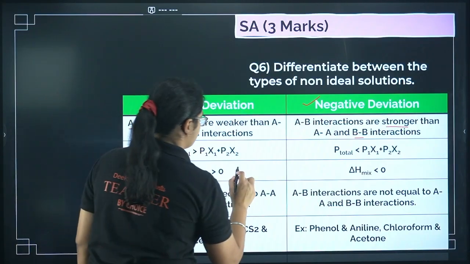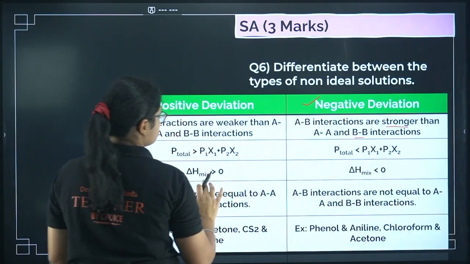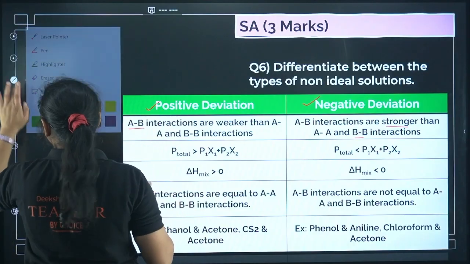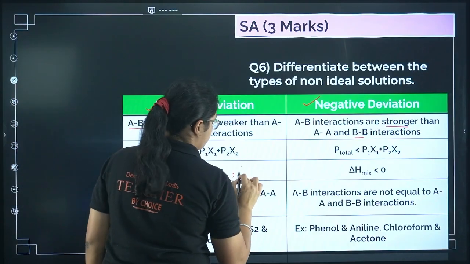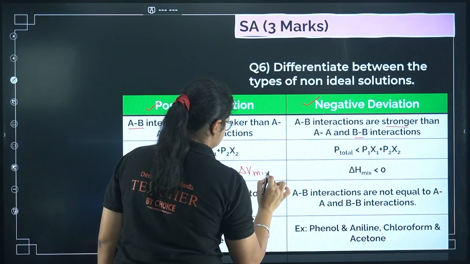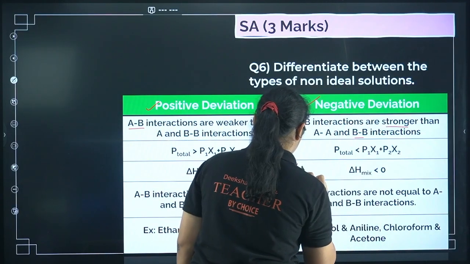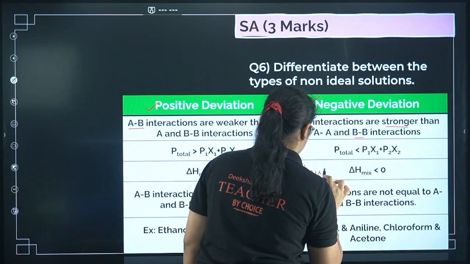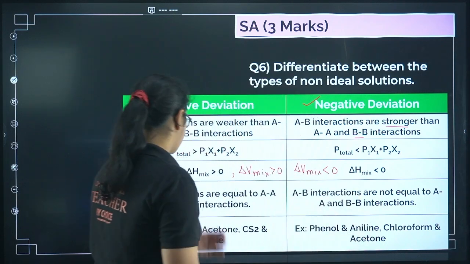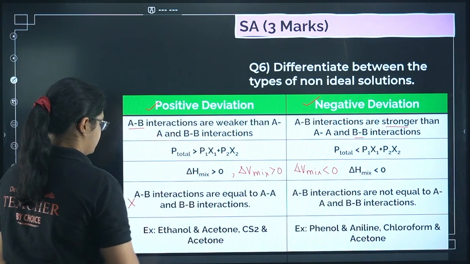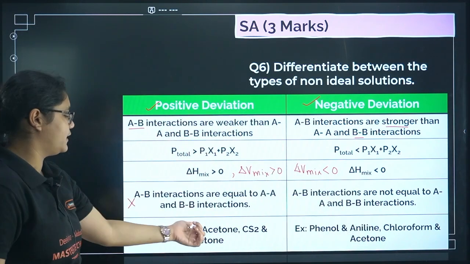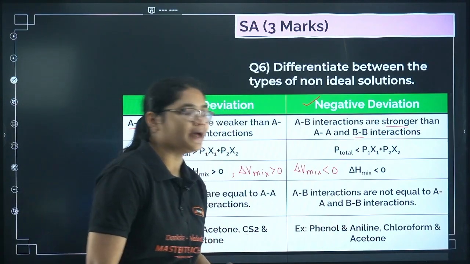Here you can add one more point. Next, one more point you can add, ΔV mix is greater than 0, and you have ΔV mix less than 0. This point we have already written. Example here, ethanol and acetone is there. Here phenol and aniline is there.